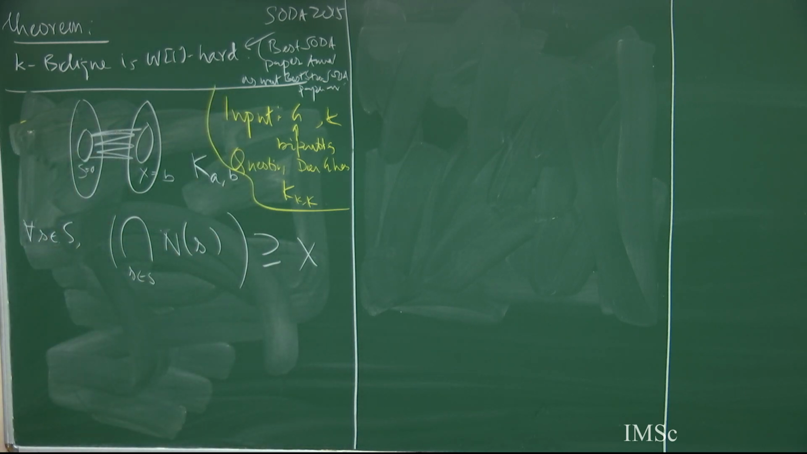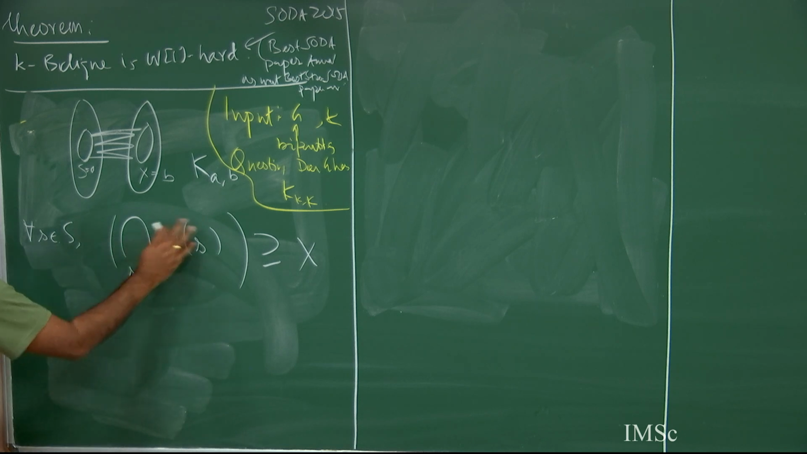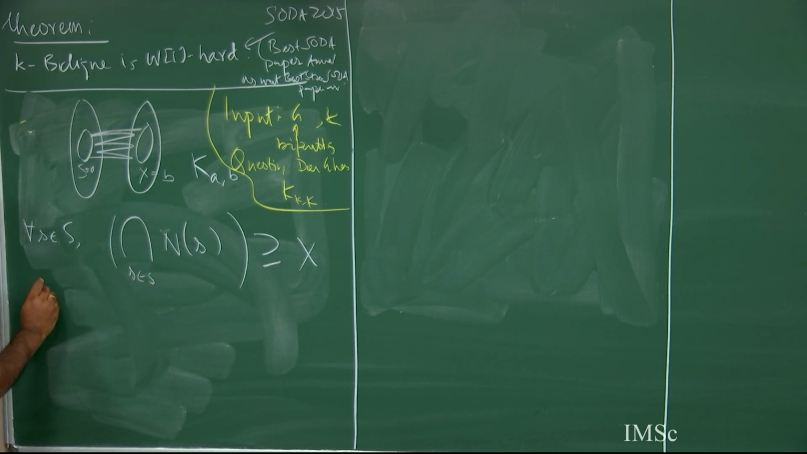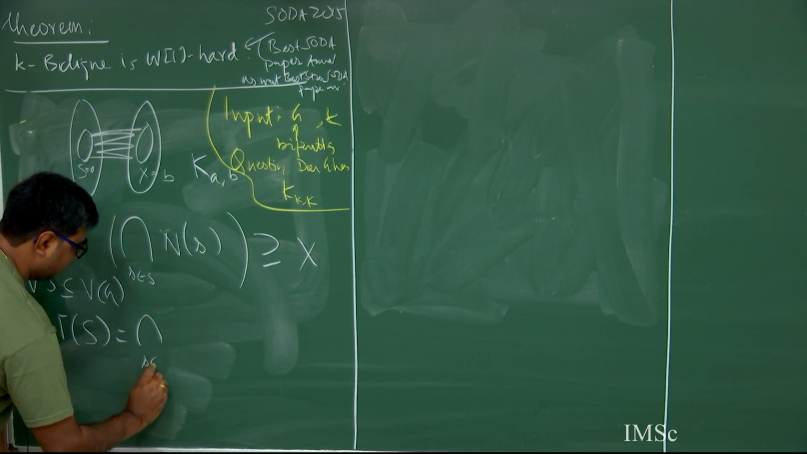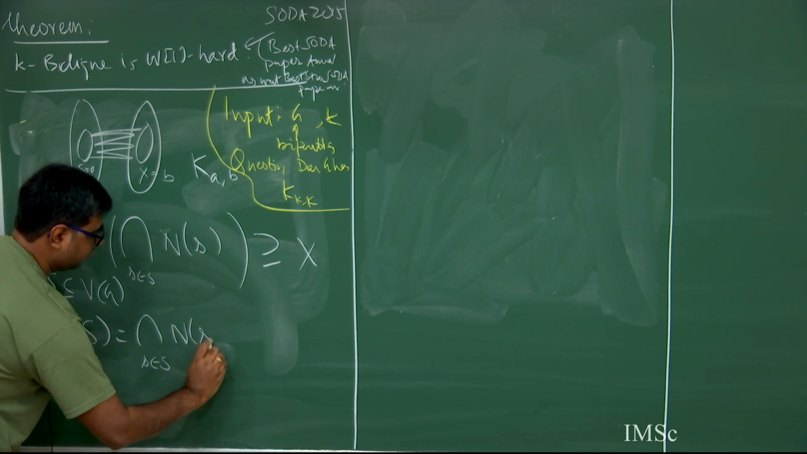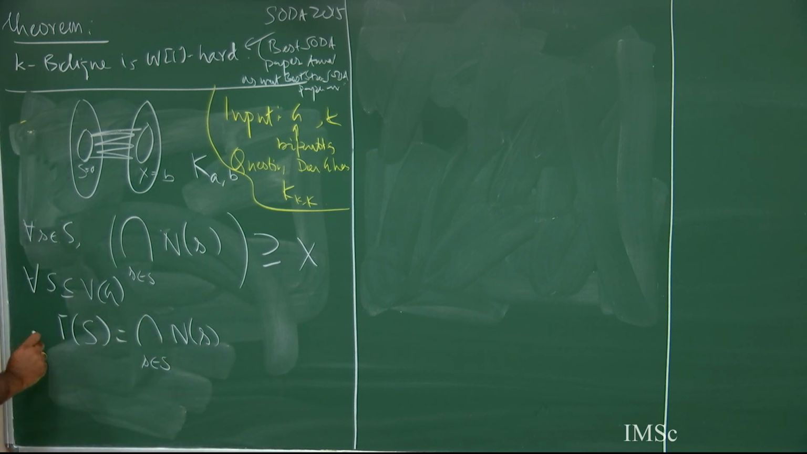So let's introduce a symbol for this object. For a subset S of V(G), I will denote by gamma of S the neighborhood of S, which basically tells the common intersection of all these vertices. So this will be important.